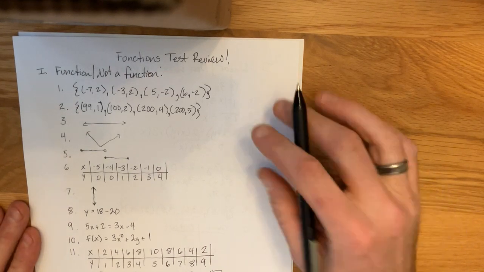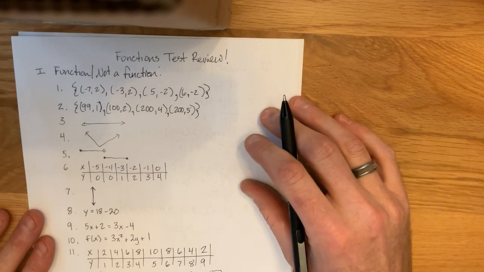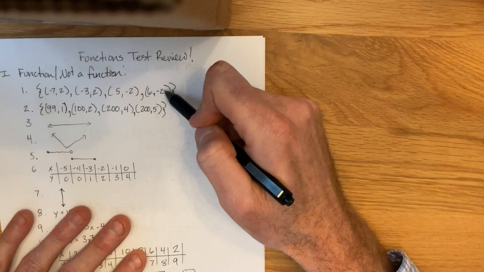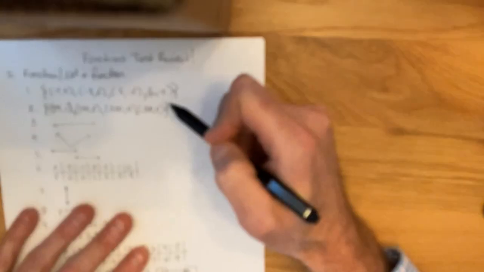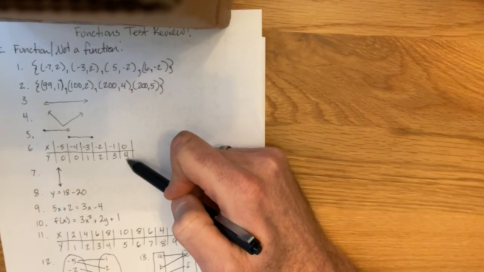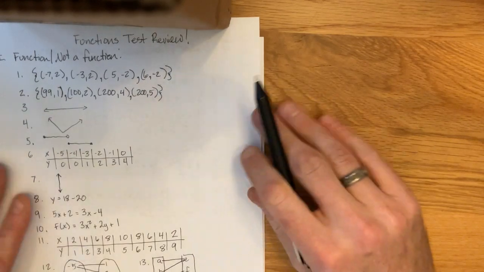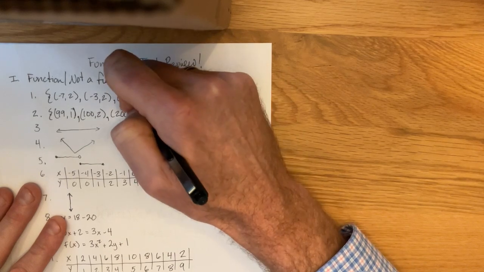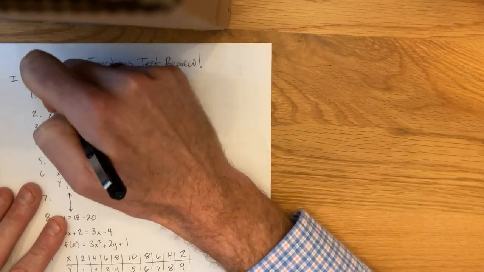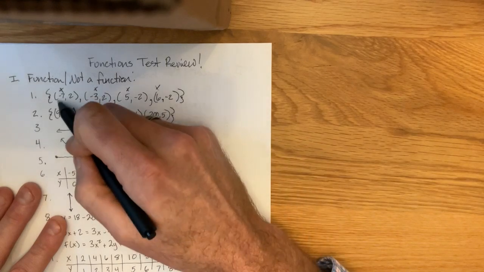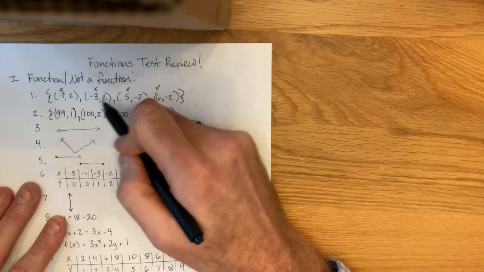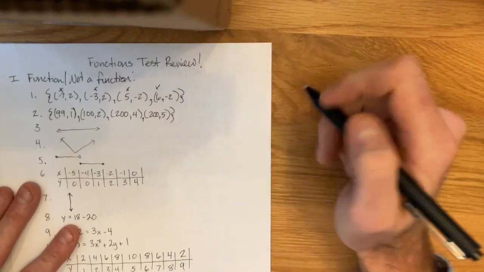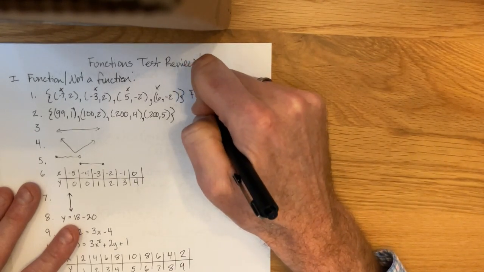So these are all questions about whether it's a function or not a function. The big rule that you need to remember when you're dealing with ordered pairs or with a table like this one is you're just looking to see if any x values are repeated, right? So we've got a bunch of x values here. In this case, our x values are -7, -3, 5, and 6. None of them are repeated. If x values are not repeated, then it is a function.